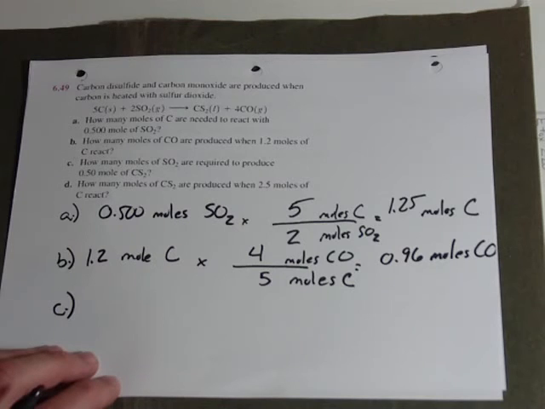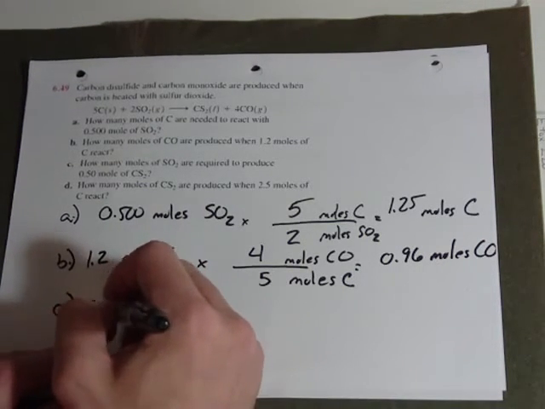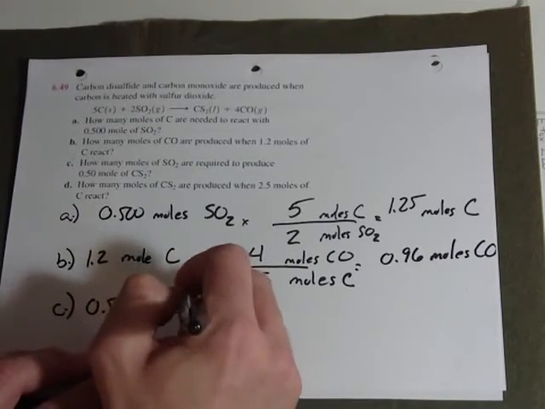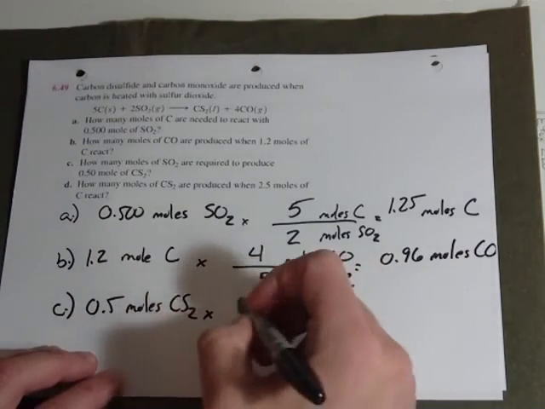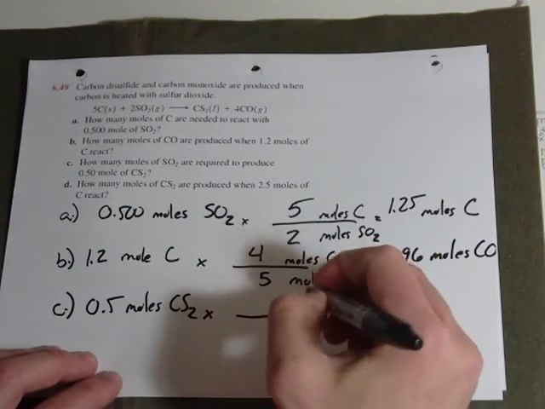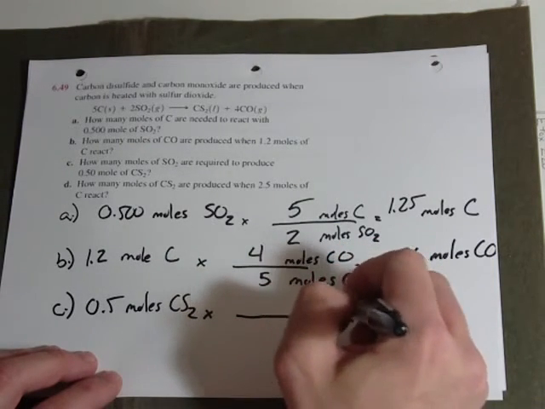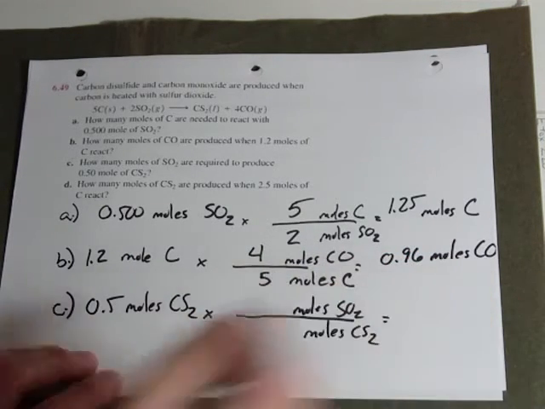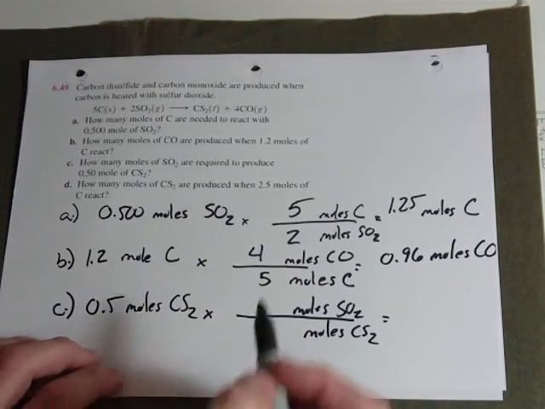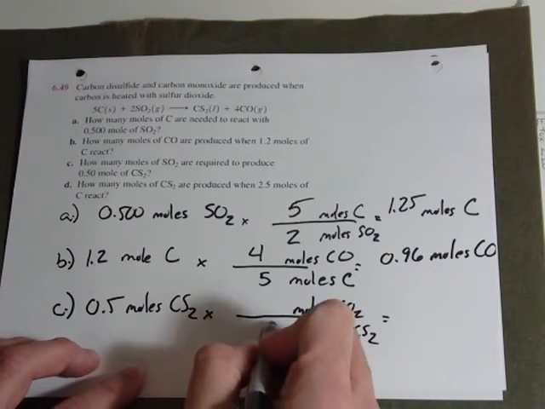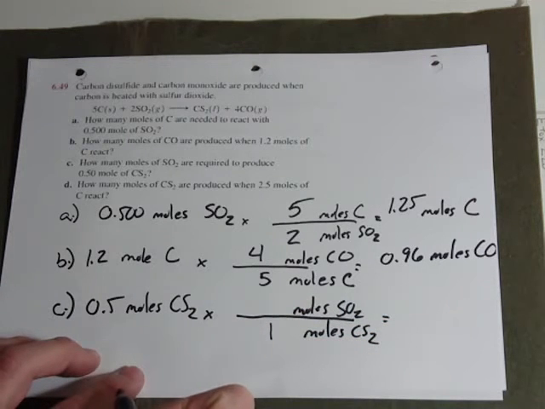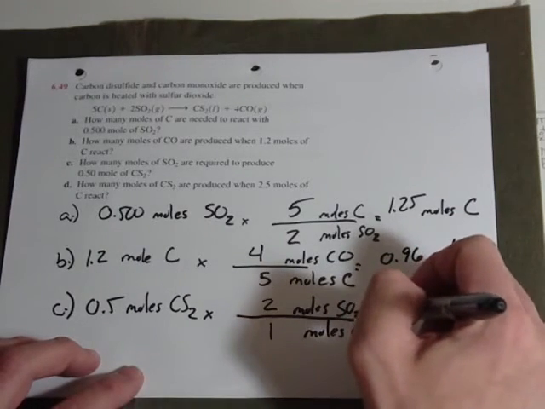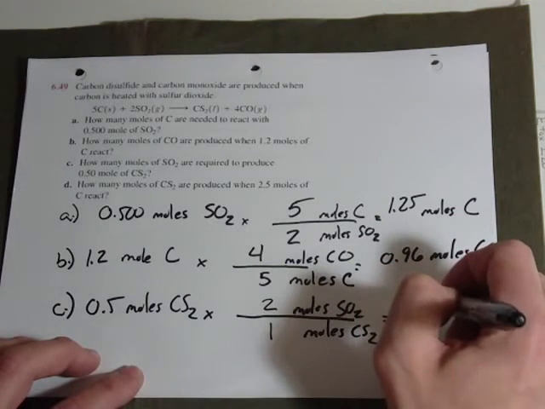How many moles of SO2 are required to produce 0.5 moles of CS2? So we have 0.5 moles of CS2 going to be made. We want to figure out how many moles of SO2 are required. From our balanced reaction, we see that when we make 1 mole of CS2, we need 2 moles of SO2. And so here we get 1 mole of SO2.